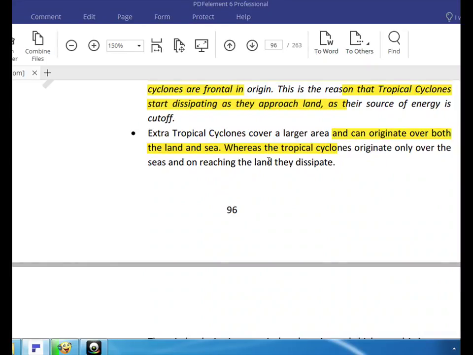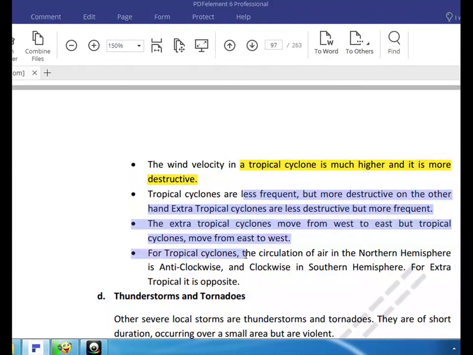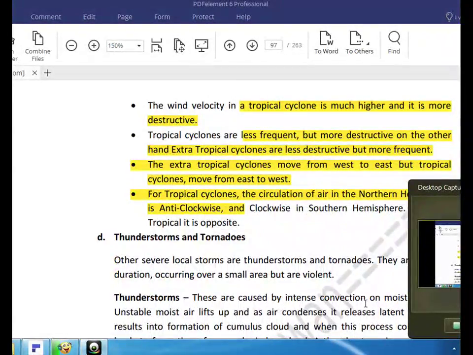The wind velocity in the tropical cyclone is much higher and it is more destructive. Tropical cyclones are less frequent, but more destructive. On the other hand, extratropical cyclones are less destructive but more frequent. The extratropical cyclones move from west to east, but tropical cyclones move from east to west. For tropical cyclones, the circulation of air in the northern hemisphere is anti-clockwise.